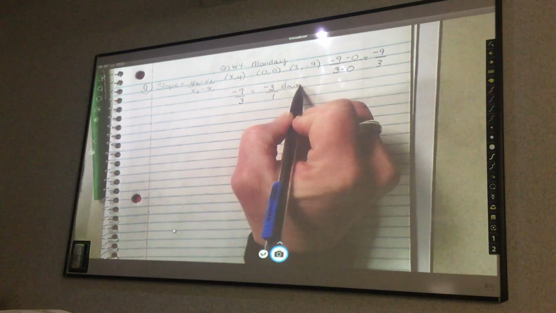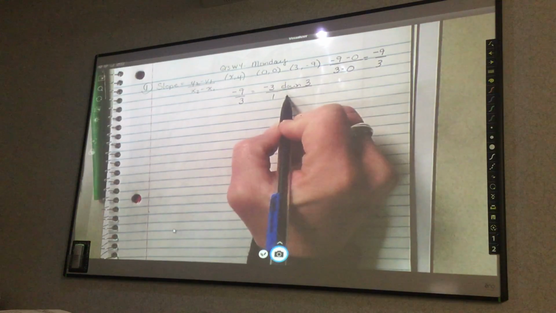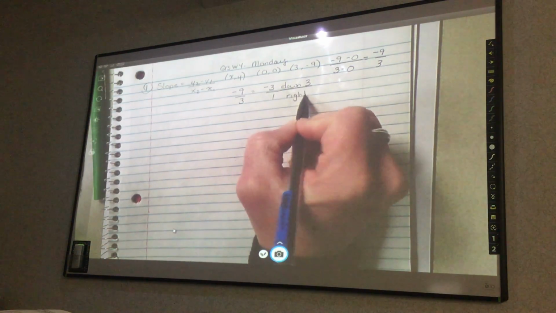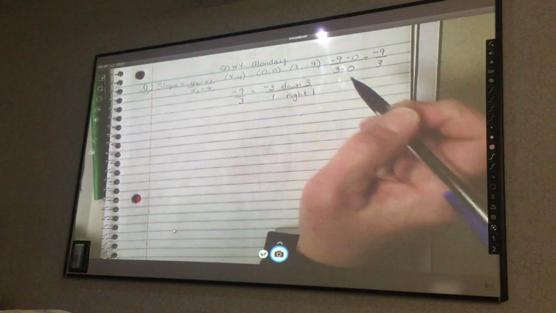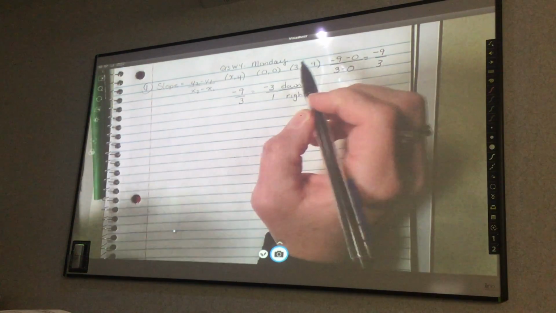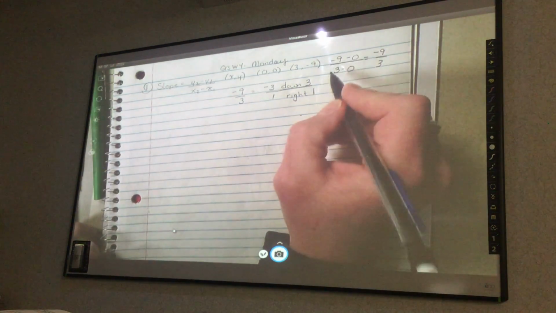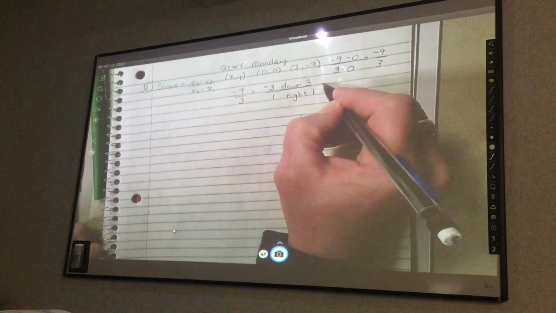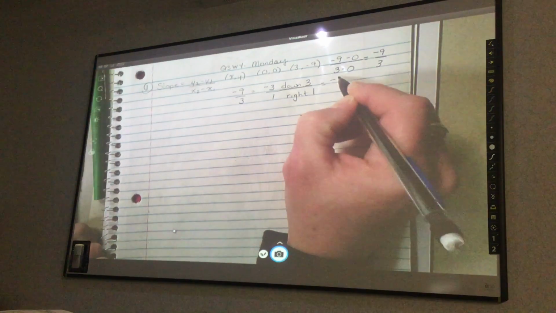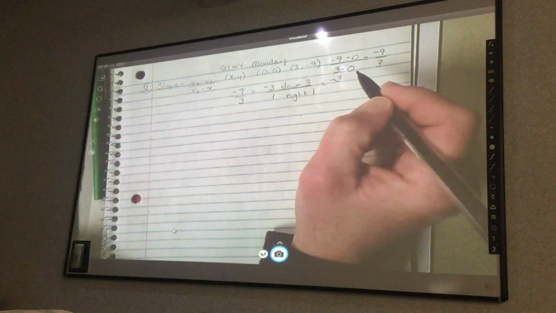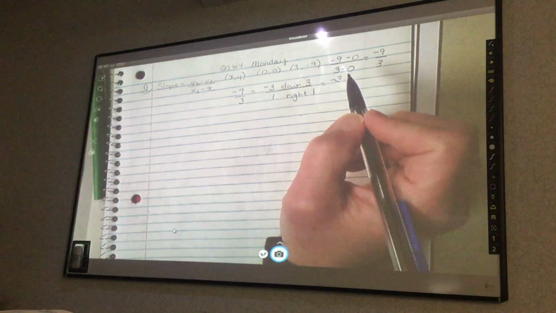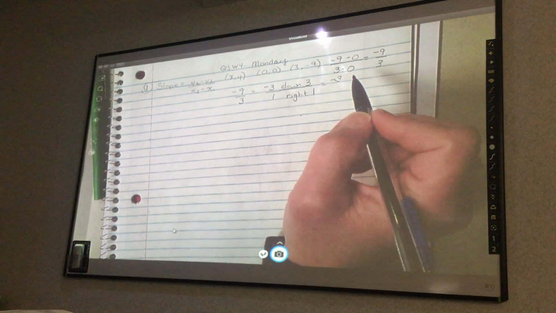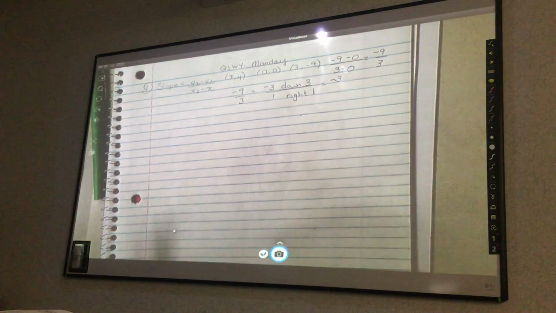Down 3, right 1. And at some point later on, we do a little bit more with slope. I want you to know this, and then you can also say that the slope is just a negative 3. You can get to saying that, but I want you to know that when you say it's a negative 3, it's over a positive 1.